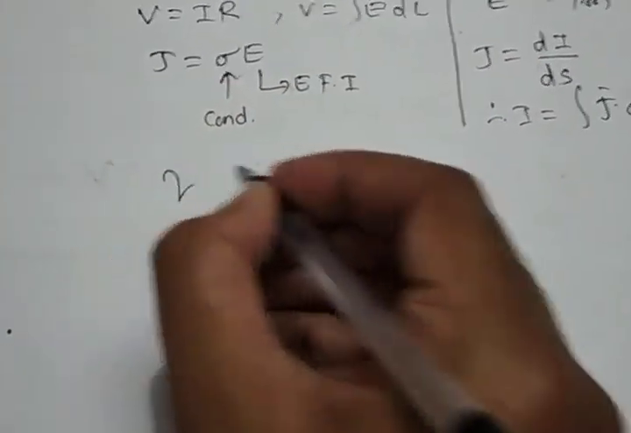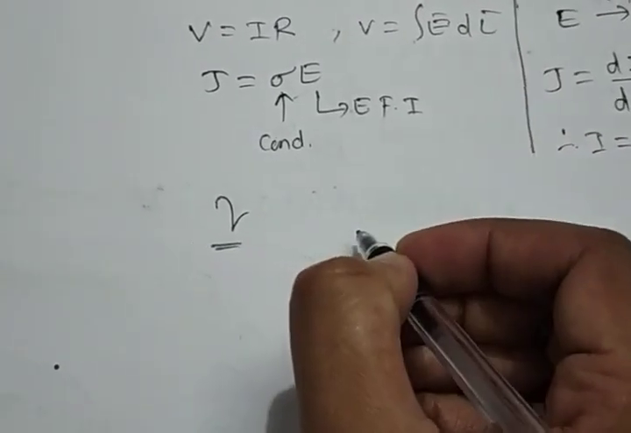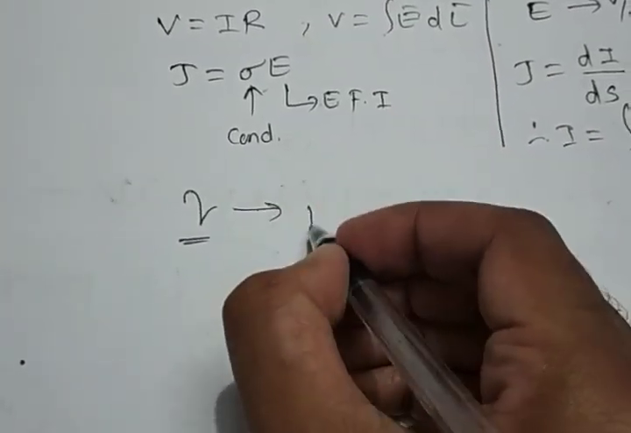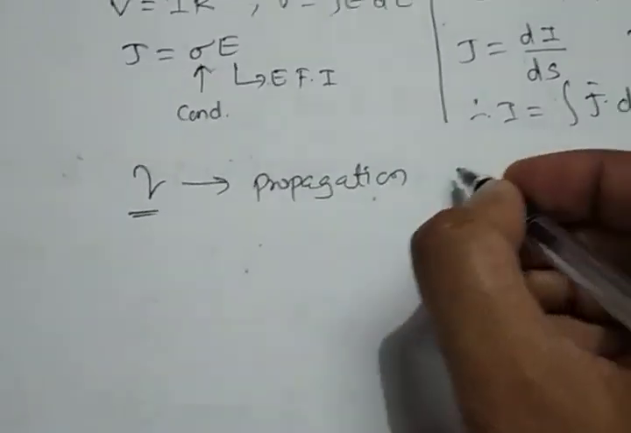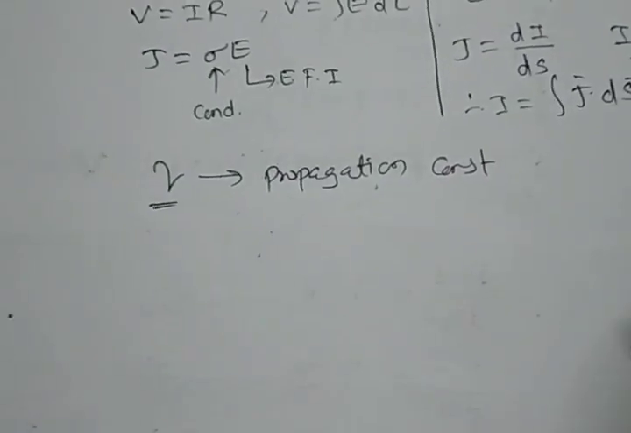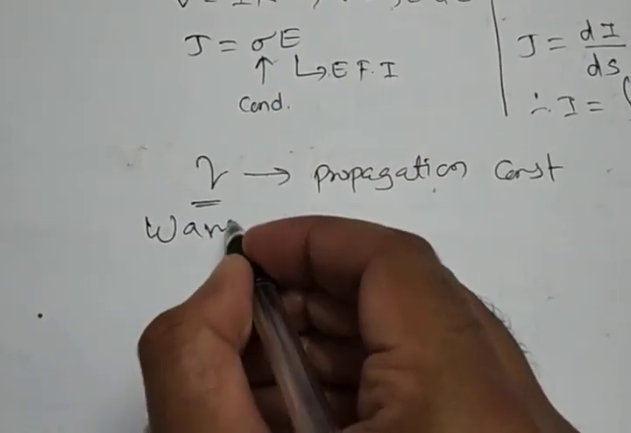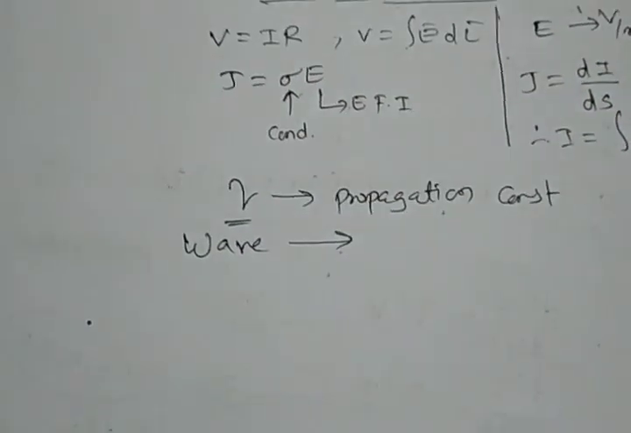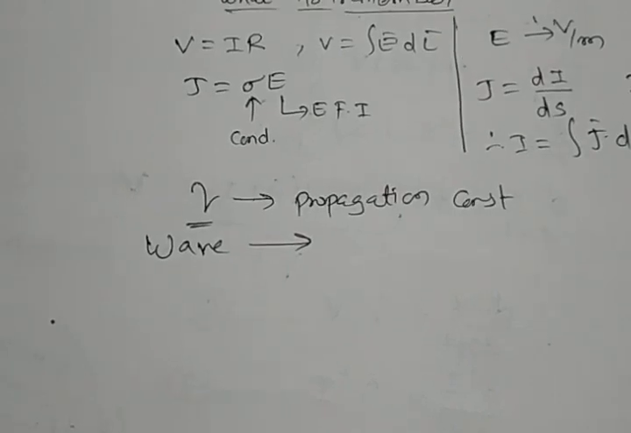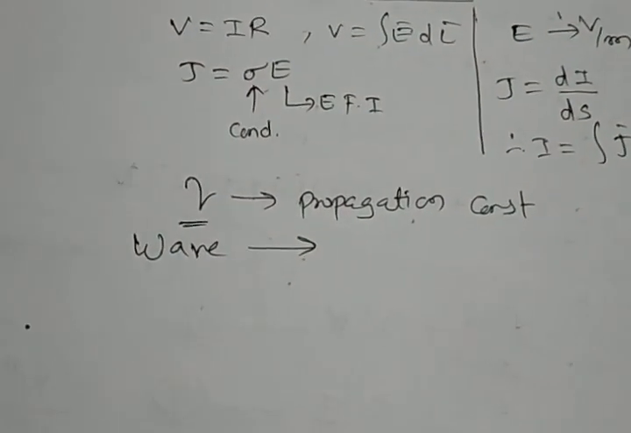So at the end of the transmission line equation we came across some gamma term. Gamma is the propagation constant. Now, propagation constant, what are we propagating? We are propagating a wave. That means we are sending a wave from one place to another place. If it is a transmission line, at one end we are sending the wave and we are going to receive it at the other end.